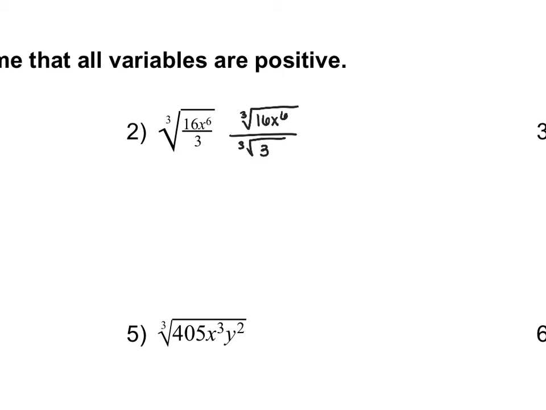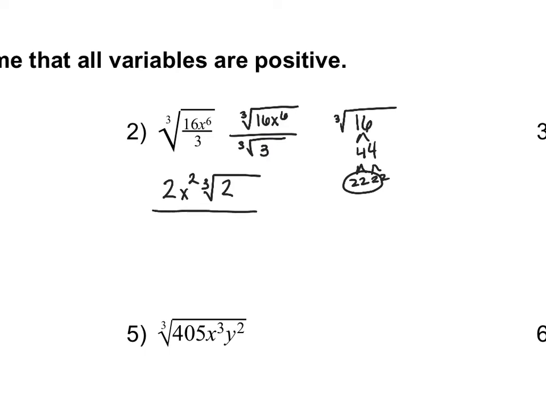On the top, we have the third root of 16, so let's deal with that. We have 4 and 4, 2 and 2, 2 and 2. So this is a cube root. So these three 2s are going to come out as the 2. x to the 6 divided by 3 is x squared on the outside. The cube root of 2 is left on the inside. Now that is over the cube root of 3.